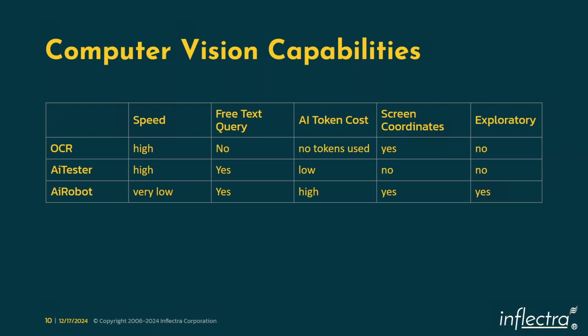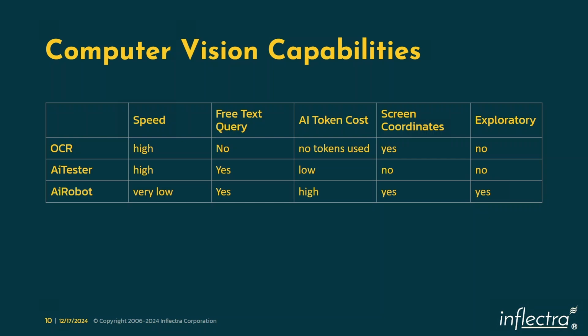All three features mentioned in today's video, OCR, AiTester, and AiRobot, may be combined together as features related to computer vision capabilities. So it's worth comparing them. The first aspect of comparison is speed, where OCR and AiTester perform much faster compared to AiRobot. The next aspect is the free text query, where we may ask for arbitrary information from what's visible on the screen.